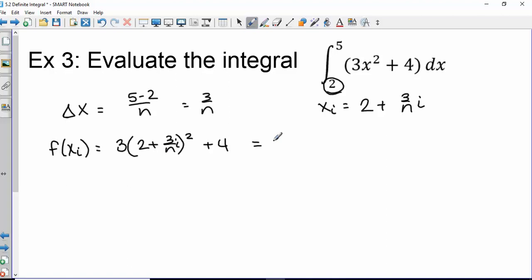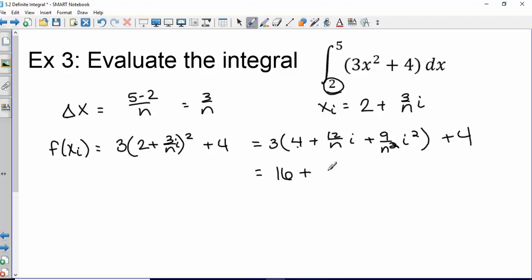Alright, so that would be 3 times, if I square that, I have to FOIL, so it would be 2 plus 6 over n i plus 6 over n i, 12 over n i, plus 9 over n squared, i squared. So 3 times 4 is 12, plus that 4 is 16.